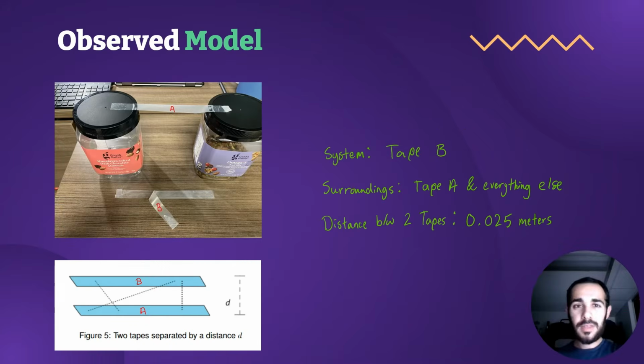There you go. Because we know like charges repel, what I did next was float one positively charged piece of tape on top of another positively charged piece of tape. And I measured the distance between them to be 0.025 meters. Now, in this specific example, tape B was my system, and tape A and everything else was my surroundings which acted upon the system. And tape B was the one that was actually able to float.